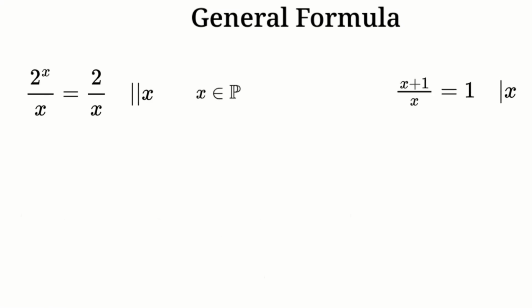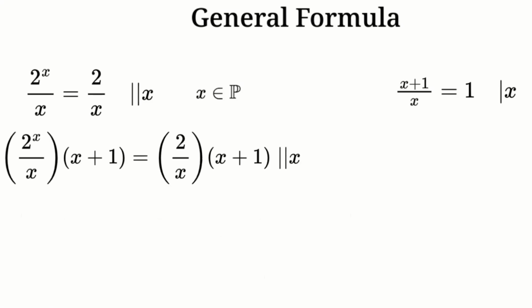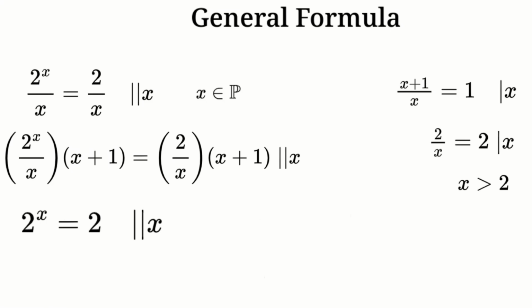General formula. We then turn this pattern into a general formula. 2 to the power of x over x equals 2 over x, double mod x. This means the remainders of both sides are the same when over x. Since x plus 1 over x equals 1, mod x, we multiplied both sides by x plus 1. 2 to the power of x over x times x plus 1 equals 2 over x times x plus 1 double mod x. This simplifies to 2 to the power of x equals 2 double mod x. Since 2 over x equals 2, mod x for x greater than 2, we can simplify this to 2 to the power of x equals 2 mod x.